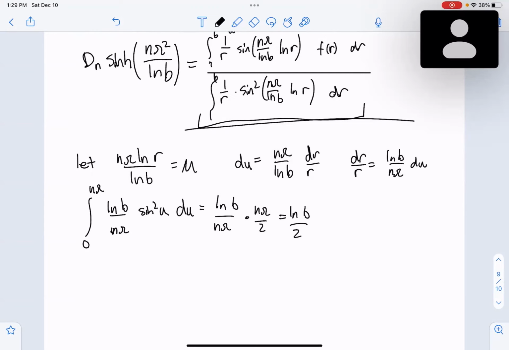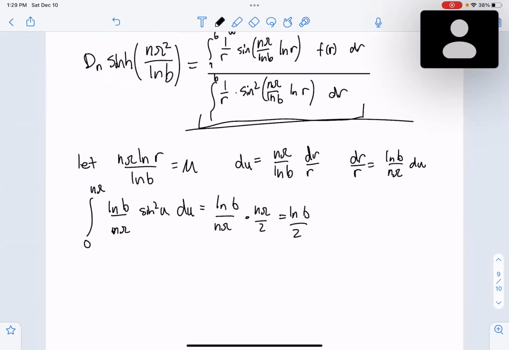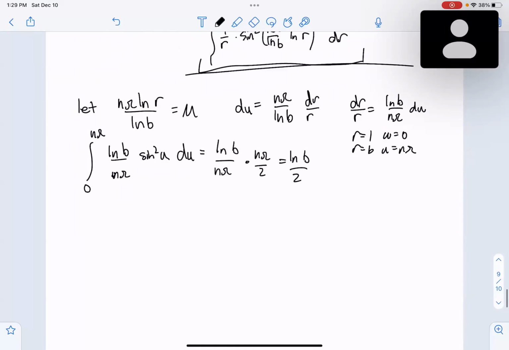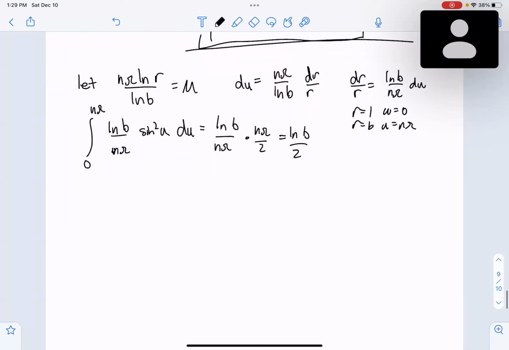And yeah, I went quick here, but basically these boundary conditions are based on this transformation, where we can say that for r equals 1, mu is equal to 0, and for r equals b, mu is equal to n pi. That's just based on this transformation of variables here. If that's not clear, just have a look. If you go through the algebra, you'll see that that's what comes out.